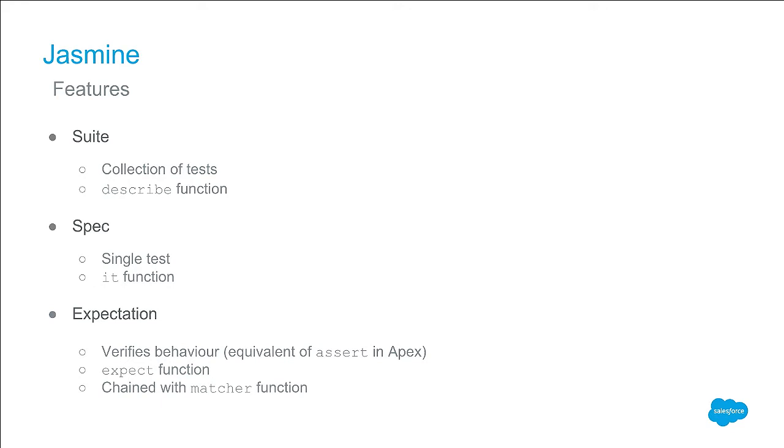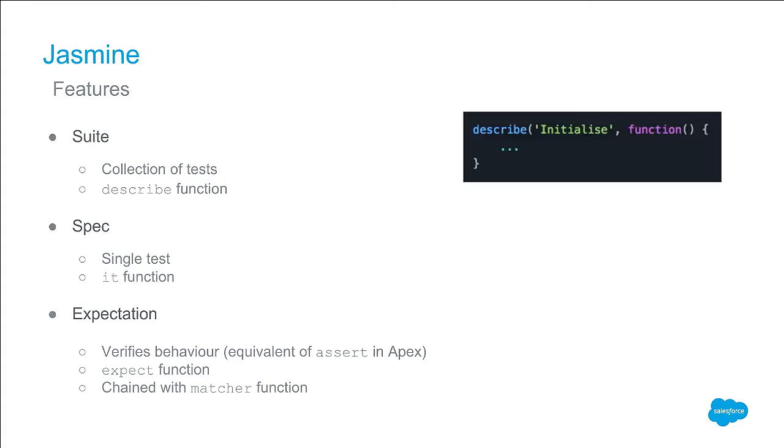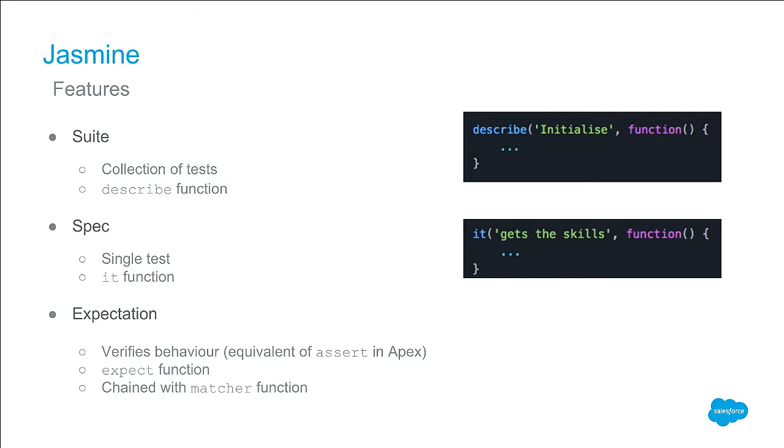So, features of Jasmine. You have suites, which I'd imagine anyone who's been doing unit testing outside of the Force.com platform up until recently is very familiar with. It's a collection of tests. So a suite is defined by the describe function. You give it a name, and then you have a function, an anonymous function, entertainingly enough, which you shouldn't use because they're difficult to test. But you have an anonymous function which then contains all of those tests that are going to run in a particular suite. And then within that, you'll have specs, as Jasmine calls them, which are your individual tests.